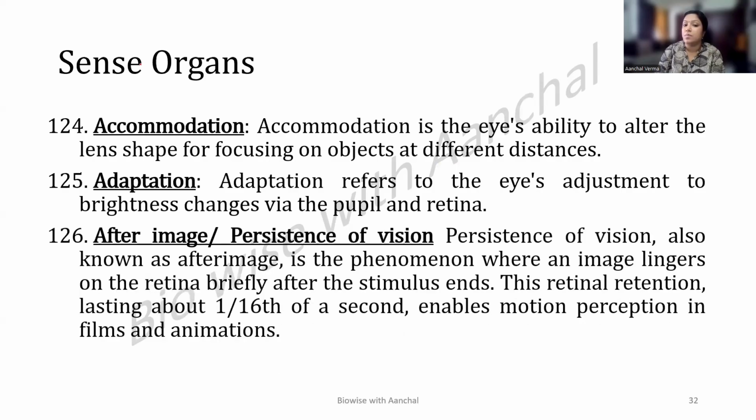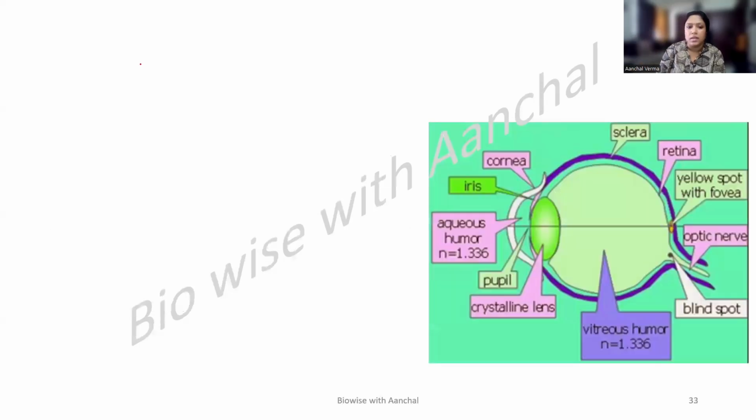And after image, or persistence of vision, also known as after image, is a phenomenon where an image lingers on the retina briefly after the stimulus ends. This retinal retention, lasting about 1/16th of a second, enables motion perception in films and animations. So basically, there is no concept of video. It is just because of the persistence of vision that you can see the object moving, right?